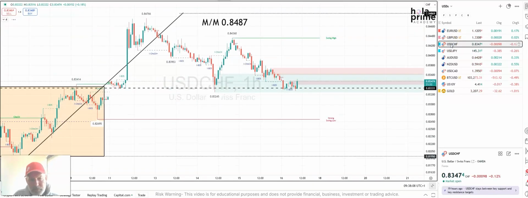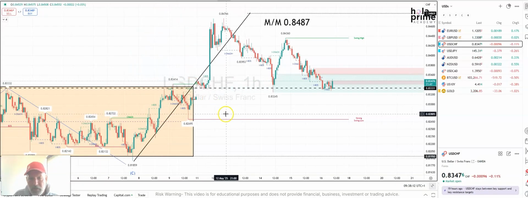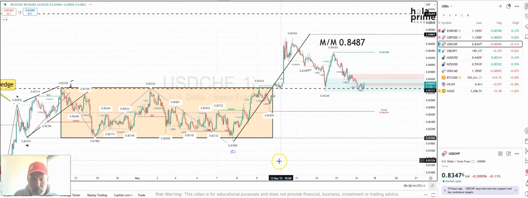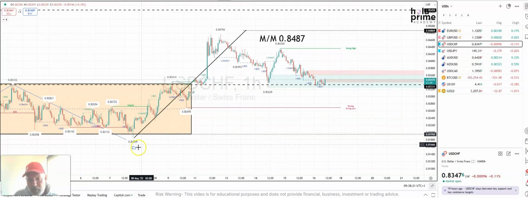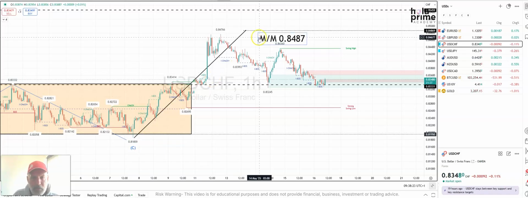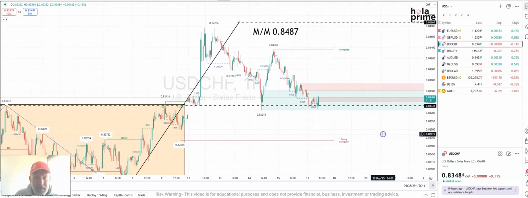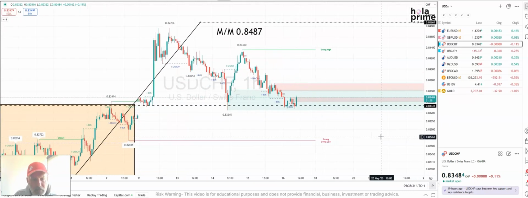Dollar Swiss, we hit the measured move, we got very close to the measured move target. So this was a channel breakout, could be seen as a Wyckoff distribution zone. Measured move target, which is AB equals CD, located at 84.87. We've started to move higher. Again, this is just confluence, so this is saying this is support for the dollar.